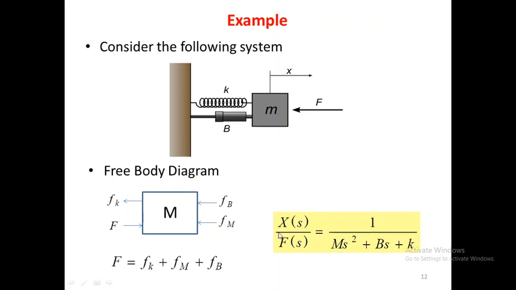If we obtain the transfer function X(s)/F(s), that is output over input, displacement over force, then for mass it is ms², for spring it is k, and for damper it is only b into s. So this is the transfer function for a simple example which consists of a single mass, single spring, and single damper: 1/(ms² + bs + k).